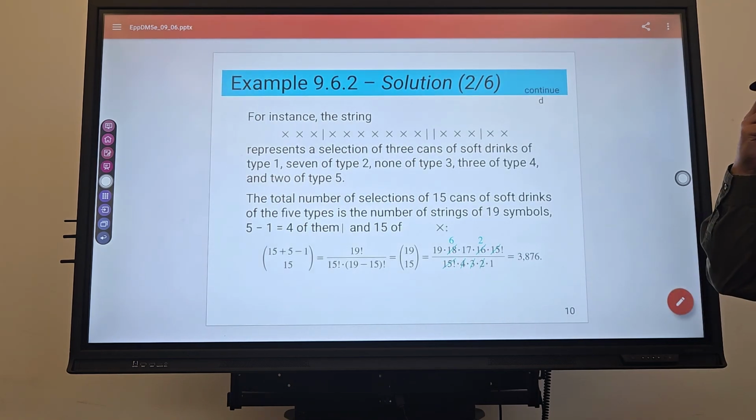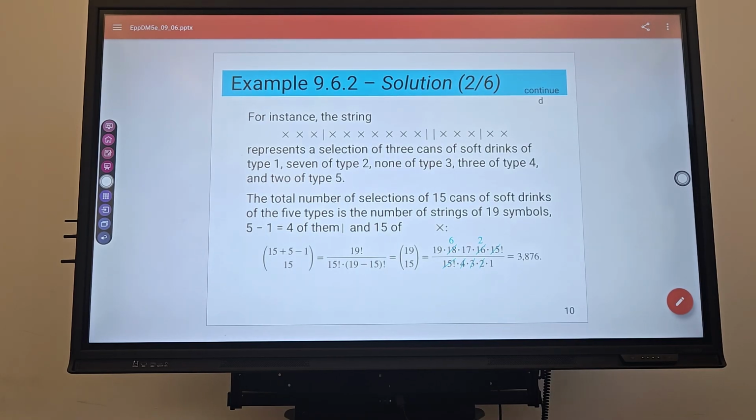So this string here represents a selection of 3 cans of soft drinks of type 1, 7 of type 2, none of type 3, 3 of type 4, and 2 of type 5. The total number of selections of 15 cans of soft drinks of the 5 types is the number of strings of 19 symbols, 4 of them being the vertical bar and 15 of them the x's, which is equal to 15 plus 5 minus 1, choose 15.